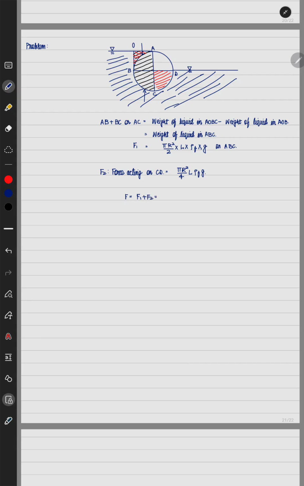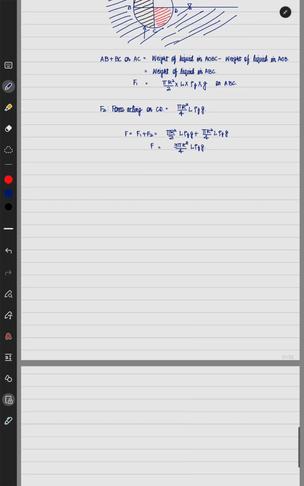Note that the force applied on CD will also be in the upward direction. So what I can say? Pi r square by 2 into L into rho F into g plus pi r square by 4 into L into rho F into g, which can be given by total force F is equal to 3 pi r square by 4 into L into rho F into g. This is the total amount of force which is acting on ABCD in the upward direction. Okay. What is the horizontal force? This is Fv.